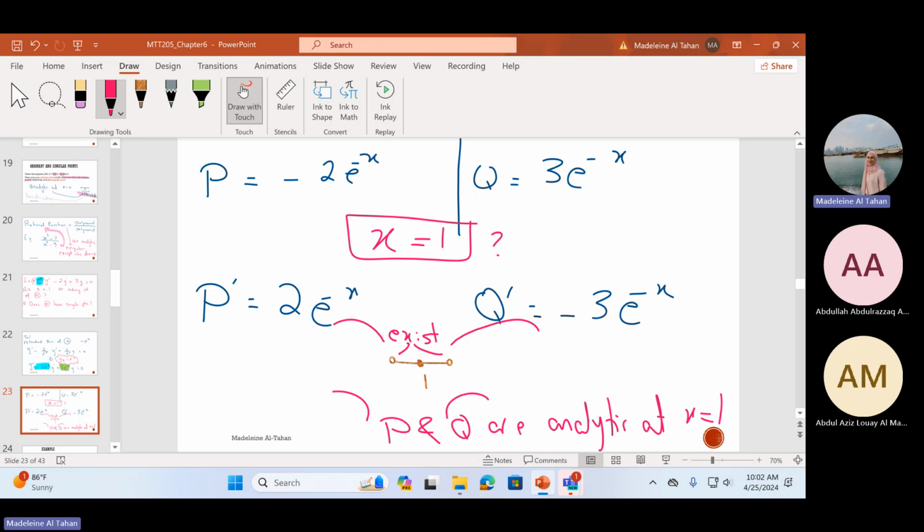So what can we say about x equal to 1? Ordinary or singular? Ordinary. Perfect.